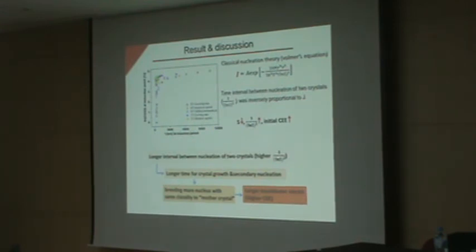This is because a longer time interval between nucleation of two crystals leads to longer time for crystal growth and secondary nucleation. Here, the secondary nucleation will bring more crystals with the same chirality as the mother crystals. So this will result in a larger, that is, a higher initial CE.